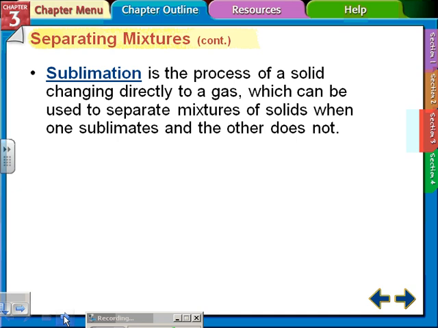Sublimation. This is a change in the state of matter that you may not have heard of. People don't talk about it very often, but sublimation is the process by which a solid changes directly to a gas. So it goes directly from solid to gas.